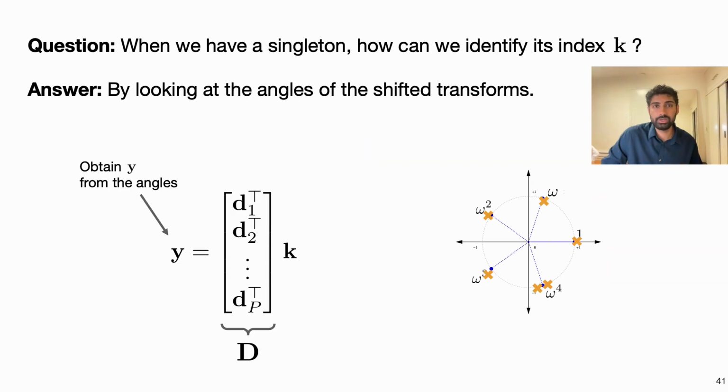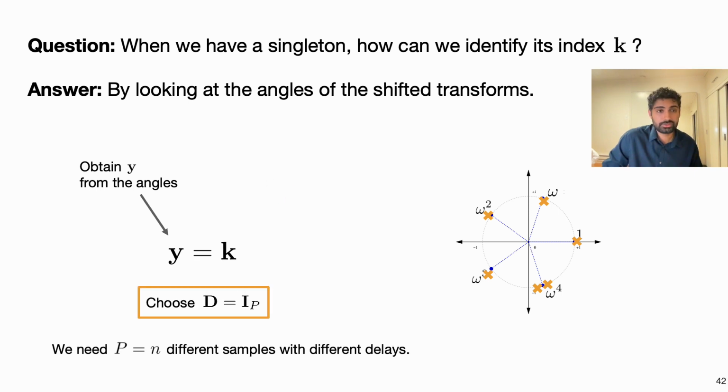Once we know a particular bin is a singleton, the next question is, how do we identify the particular index k? And the answer is by looking at angles of the shifted transform. So by looking at the phases of that vector, we can construct a matrix equation for k. And the matrix that multiplies k actually is determined by the delays that we choose. So one thing we can do is just choose these delays to construct an n by n identity matrix, and we're able to immediately read off k from our observations.